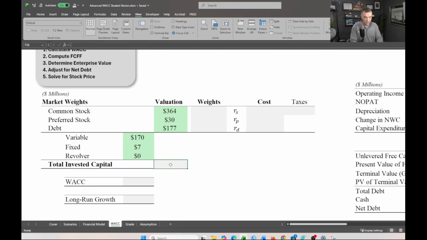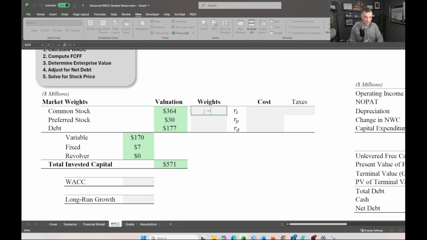Next, I'm going to hit equals and sum up all the market values of common equity, common stock, preferred stock, and debt. That's going to be our total invested capital, which is 571 million. So now we can find the weights of each part of our company: equity, debt, and preferred stock. We're going to make this pretty quick.